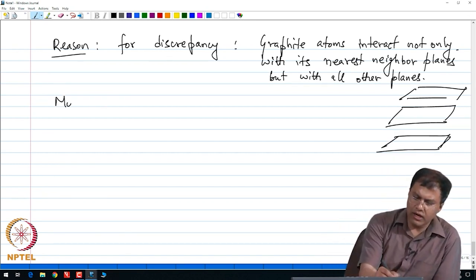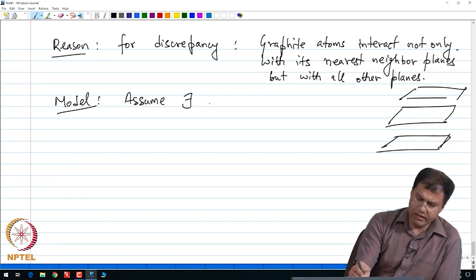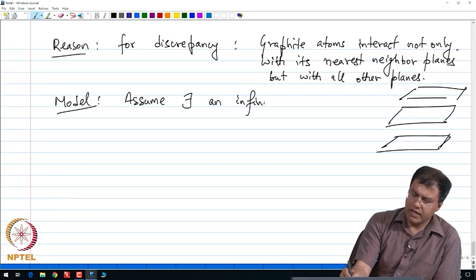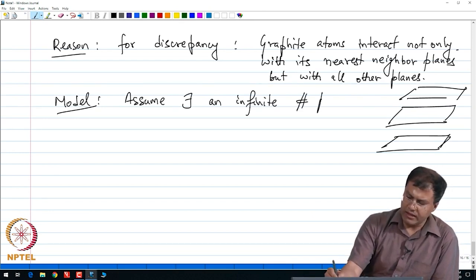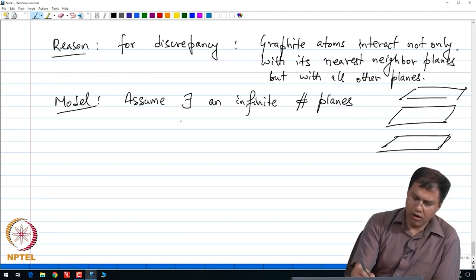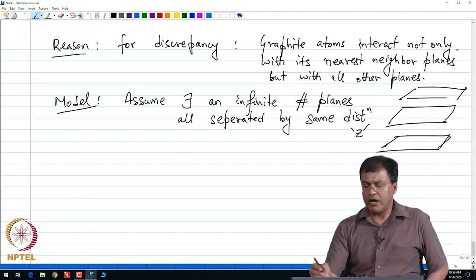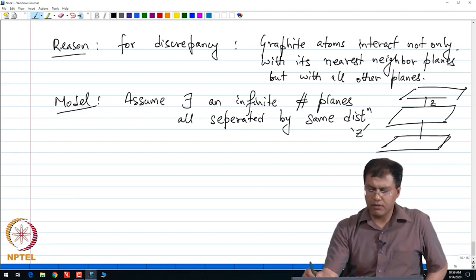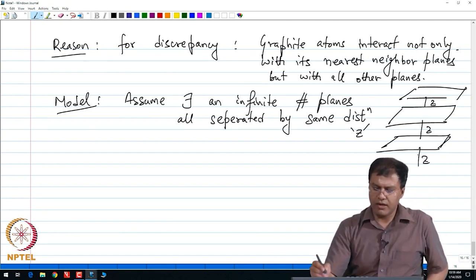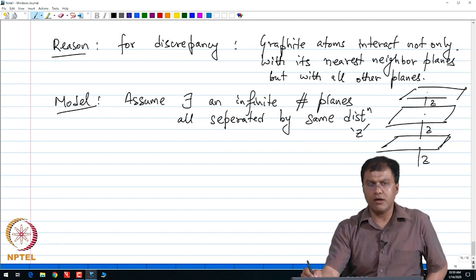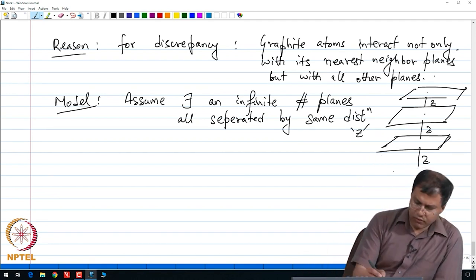So, the new model of our graphene structure is, we assume that there exists an infinite sheet such that the planes are all separated by the same distance. Let me call this distance z. So, one sheet is separated from the central sheet by z, the other also by z, and so on and so forth, right. If we were to find the total distance, they become z, 2z, 3z and so on.